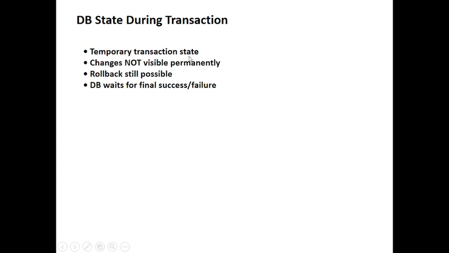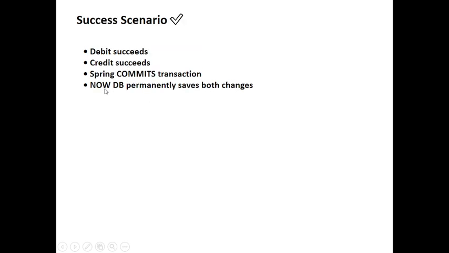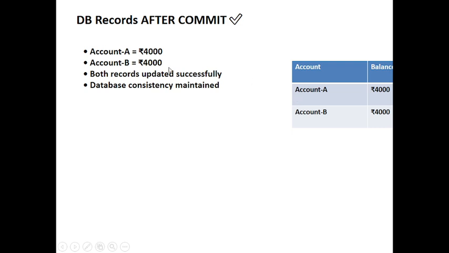So this is the temporary transaction state, the DB state during the transaction. Changes are not visible permanently, as we discussed. Rollback is still possible. The DB waits for final success or failure. So if the debit succeeds and the credit succeeds, Spring commits the transaction. At that time, the DB permanently saves both the changes. So account A becomes 4,000, account B becomes 4,000. It's a success scenario we are discussing. From 5,000, we deducted 1,000 and credited it to account B. So both become 4,000 and 4,000. Both records are updated successfully, database consistency maintained.